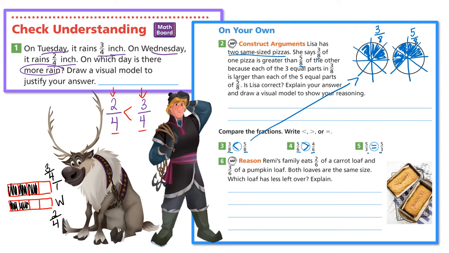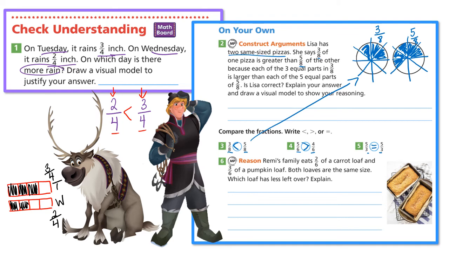Number 6, Remy's family eats 2/6 of a carrot loaf and 3/6 of a pumpkin loaf. Both loaves are the same size. Which loaf has less left over? Explain. Now, boys and girls, this is one of those tricky problems that if you've been following along really well and you've been getting all the problems right, it's very easy to answer the wrong question here. So let's work through it and see what the misconception could be here.